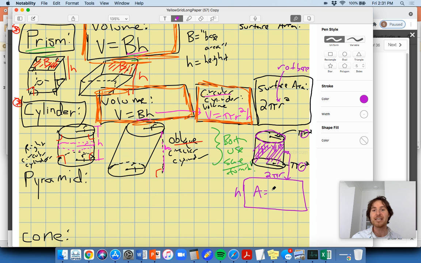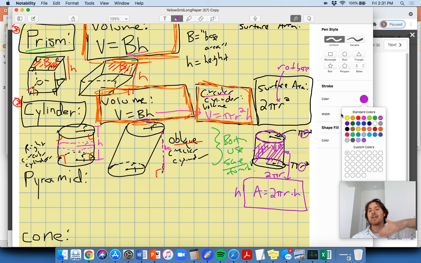So what's the area of this? Area of this equals 2 pi r times h. So it's the circumference of the base times the height. That gives you the lateral surface area. Remember, base area and then lateral area. Lateral area is all the sides or the surface. If it's a cylinder, it's the surface connecting the two bases here.